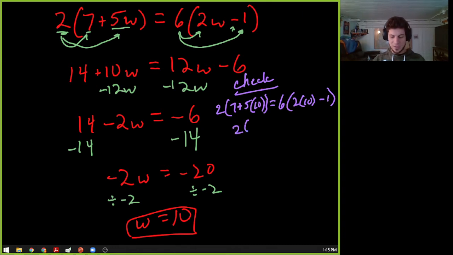I'm going to skip a couple of steps there just to save some space. Equals 6. Let's do a parentheses. 2 times 10 is 20 minus 1 is 19. Alright, we're looking at some big numbers here. That's okay. 57 times 2 is 114. And 6 times 19 is also 114. So this checks out. Our solution of w equals 10 works.